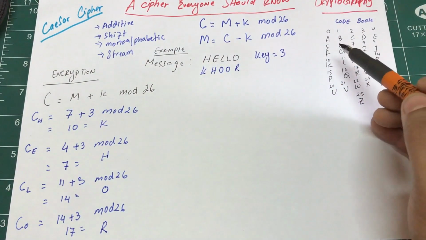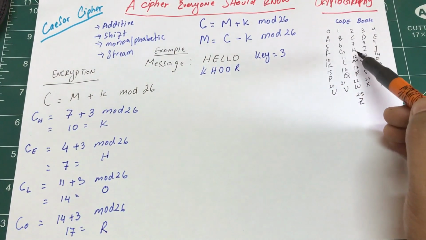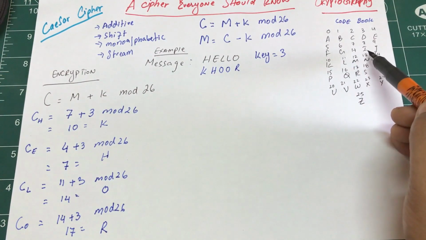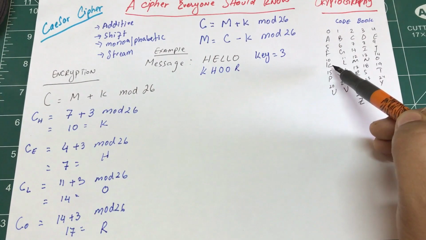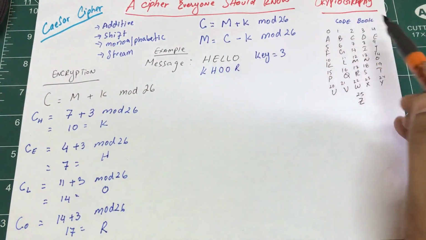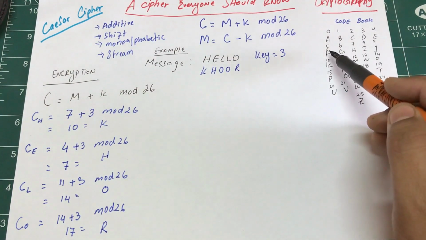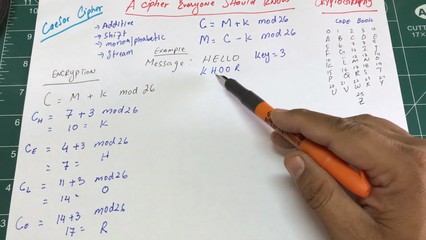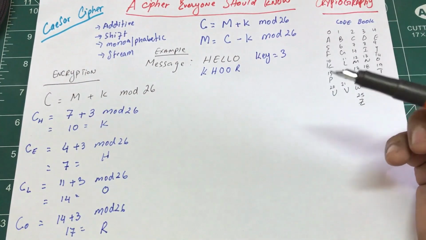So when I look at my code book, I can also do that. So I have H. Let's shift my letters 3 places. So it's going to be 1, 2, 3. So it's K. Let's say I have E. Let's shift this 3 places. 1, 2, 3. I have H. And this way you encrypt them.